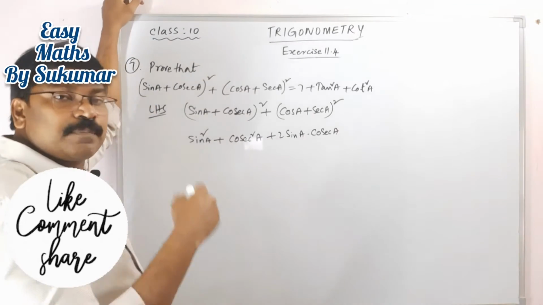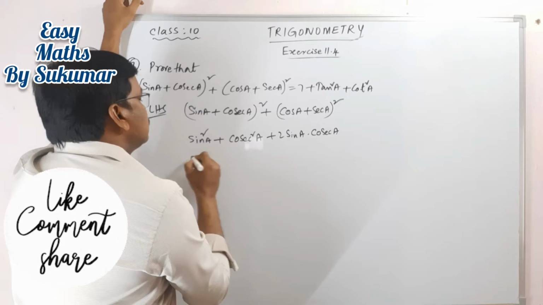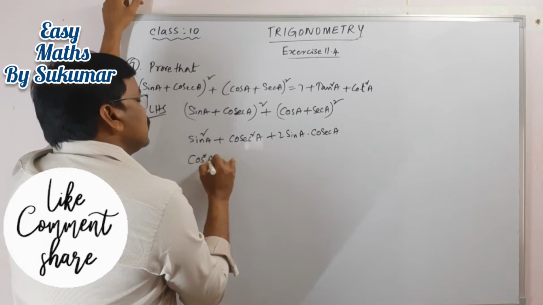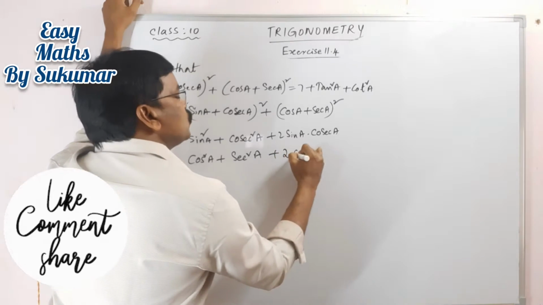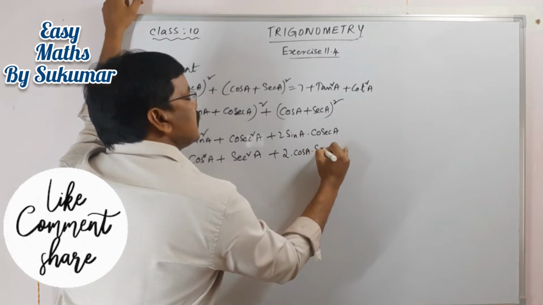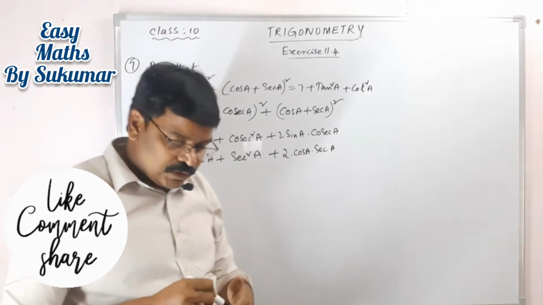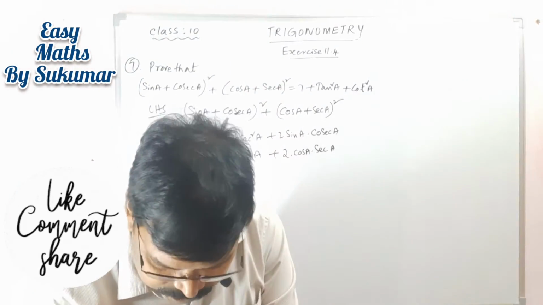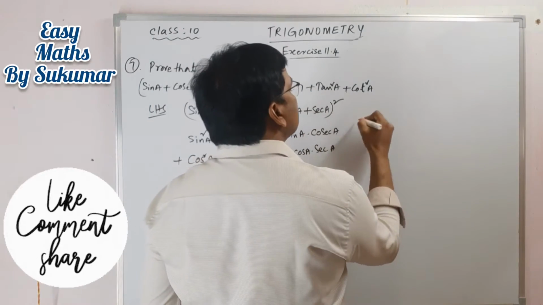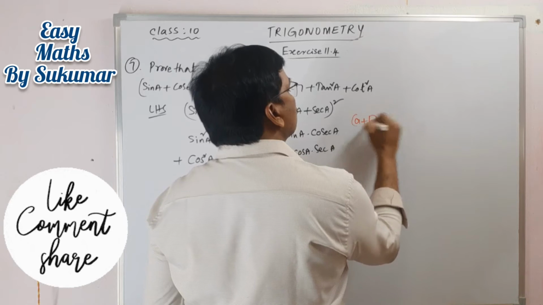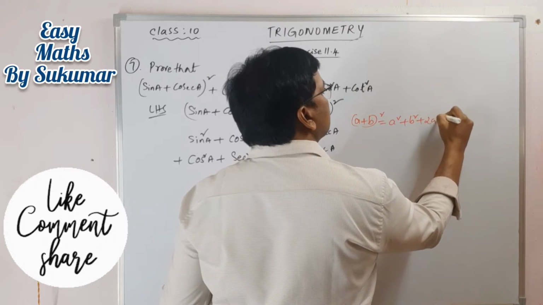Similarly, this (cos A + sec A) is also in the form of (A + B) whole square. That means cos square A plus sec square A plus 2 into cos A into sec A. This is plus here, no? Did you understand, students? What I did here, I just expanded using (A + B) whole square. What is (A + B) whole square? A square plus B square plus 2AB.